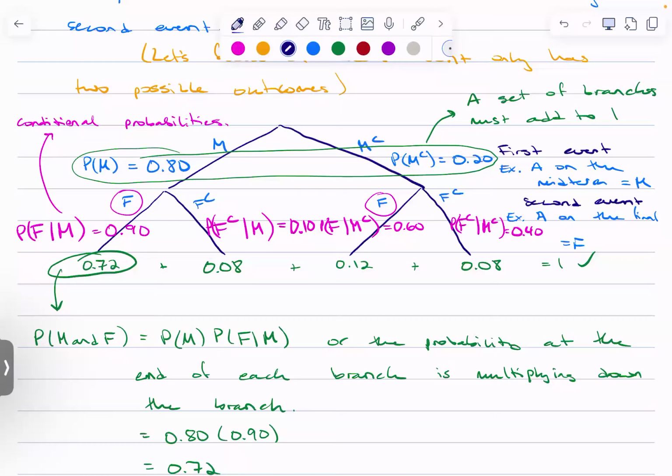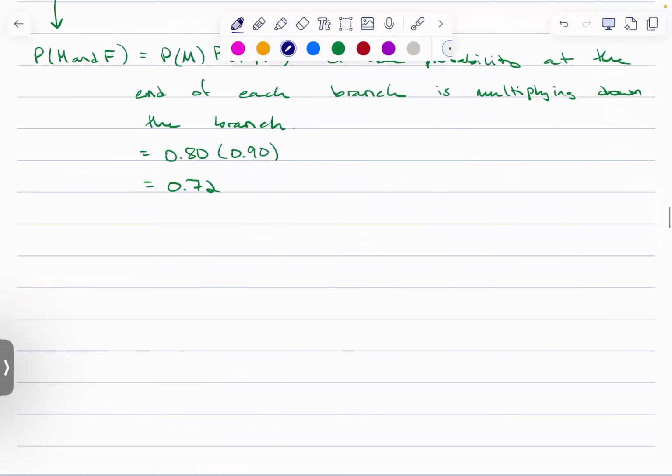What if I want to find the probability of getting an A on the final?